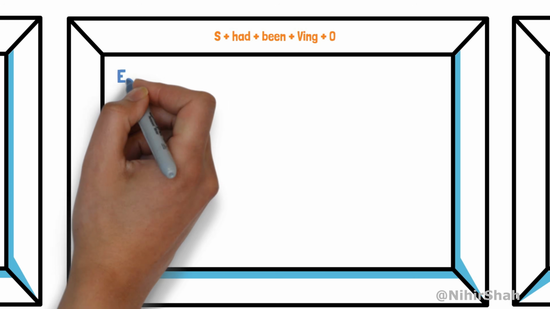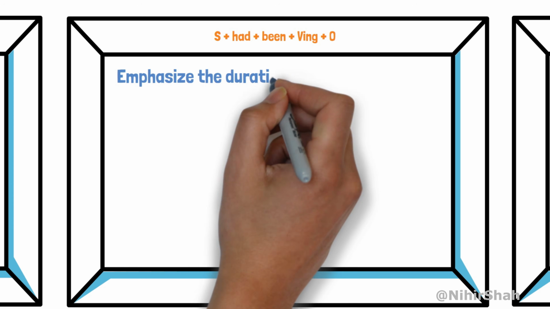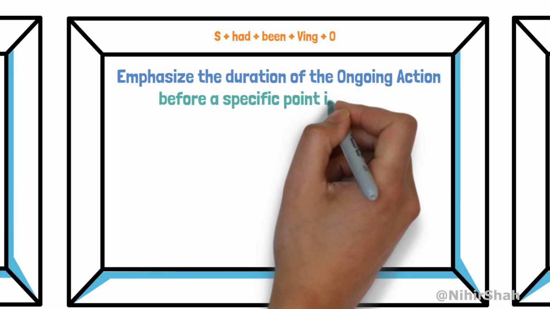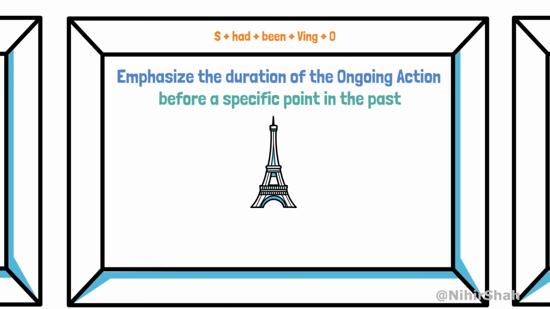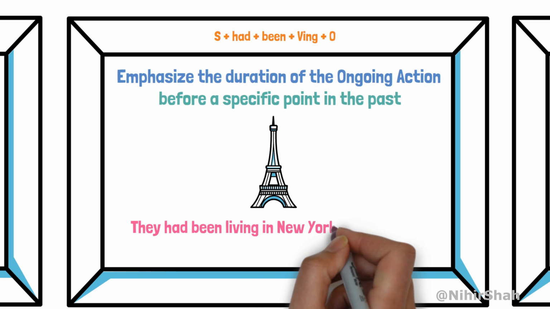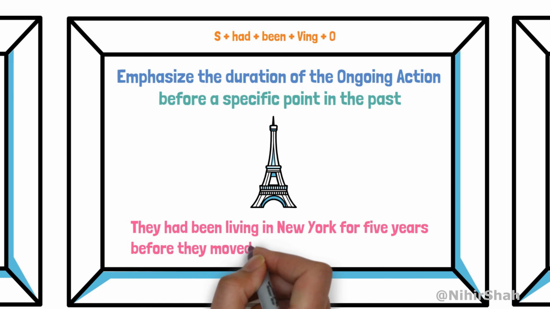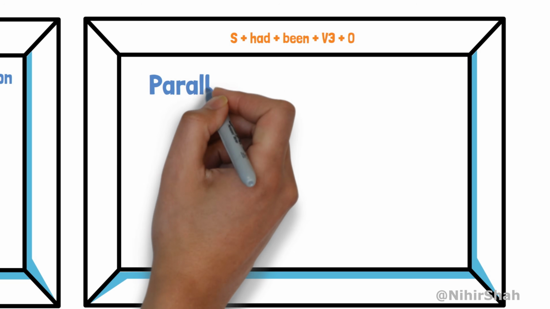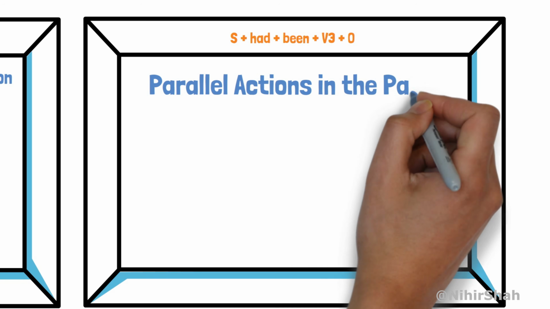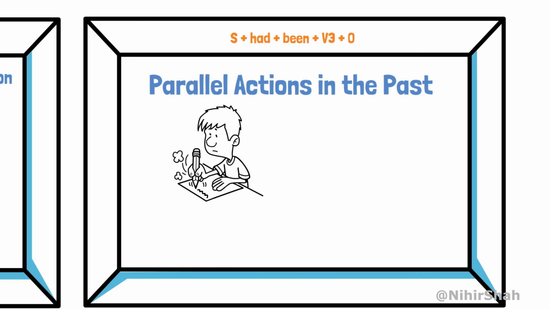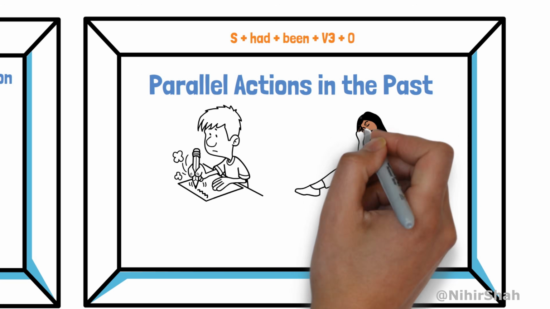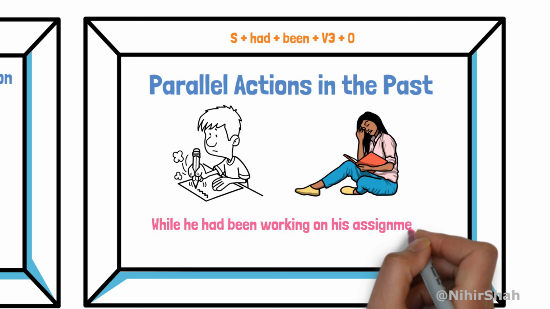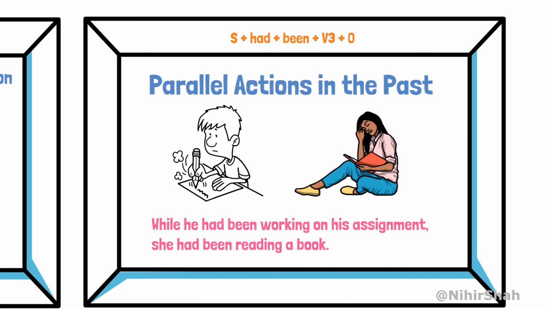Number 2, to emphasize the duration or length of time of the ongoing action before a specific point in the past. They had been living in New York for 5 years before they moved to Los Angeles. And number 3, to describe parallel actions in the past. Here, we describe both actions that were ongoing simultaneously in the past. While he had been working on his assignment, she had been reading a book.